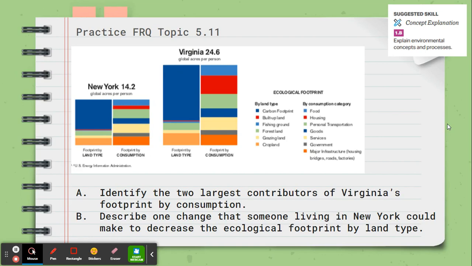So that brings me to our FRQ for 5.11. Here, I want us to identify the 2 largest contributors of Virginia's footprint by consumption, so that's this graph here, and then describe one change that someone living in New York could make to decrease the ecological footprint by land type. So that's over here. So take a moment, answer the FRQ in your FRQ journal, as well as in the Ant Puzzle.